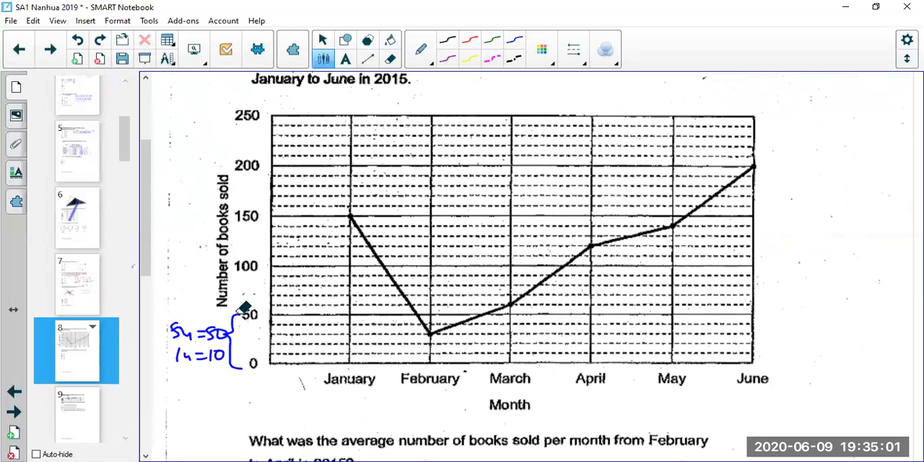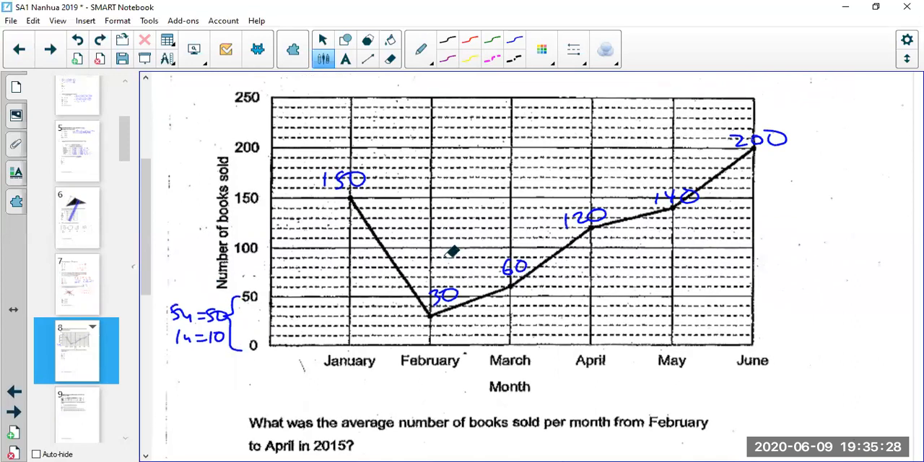Then you look at January. January has how many? 150. And then February has how many? February has 30. March has 60. Make sure you put the numbers very correctly. April will be 120. Then May will be 140. And this will be 200. So that's the first step. When you do the number line, you put the numbers on the number line.